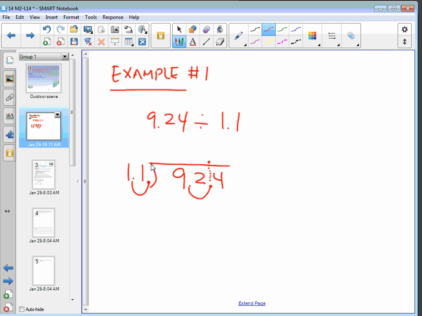11 can't go into 9, but it goes into 92. How many times? 8. And what is 11 times 8? 88. Okay, let's do it. Subtract those numbers. Raise your hand and tell me what you get so far as a remainder. Dan. 4.